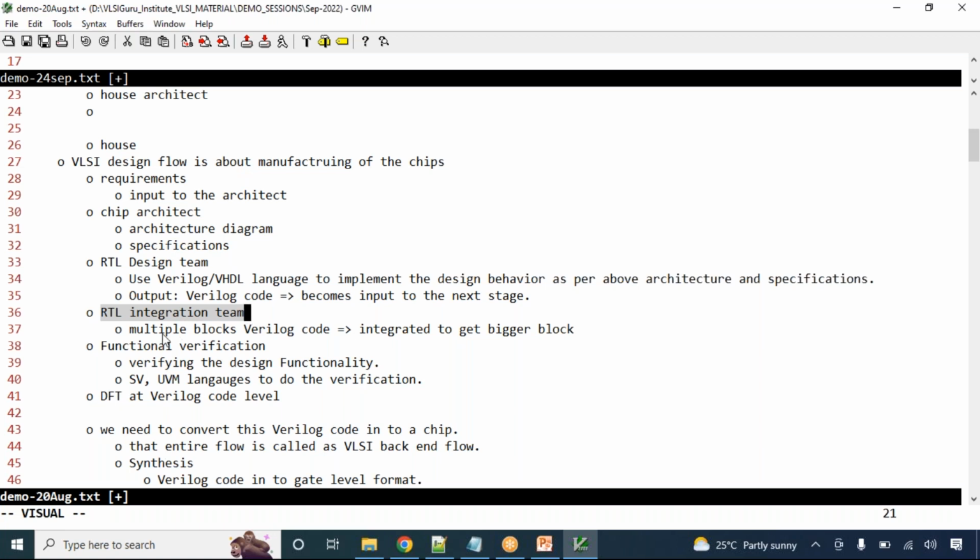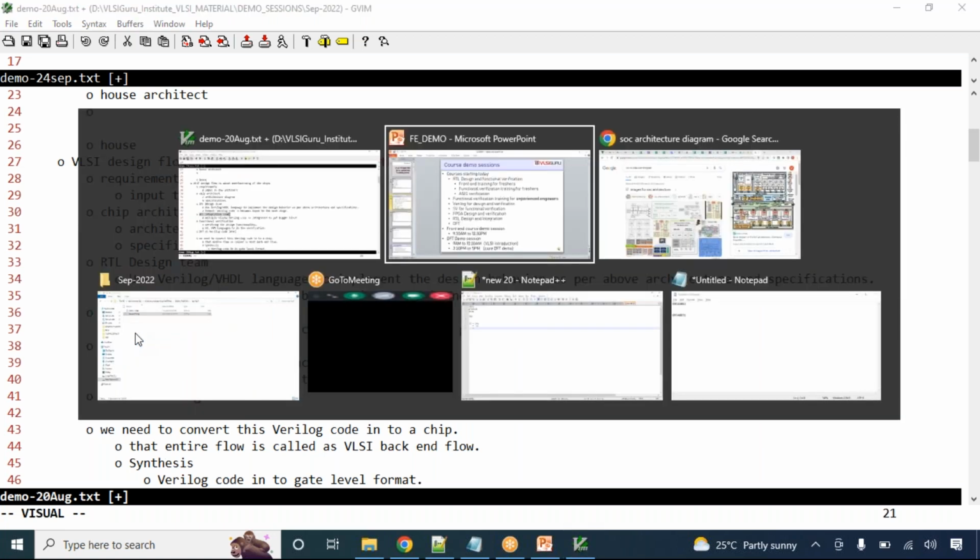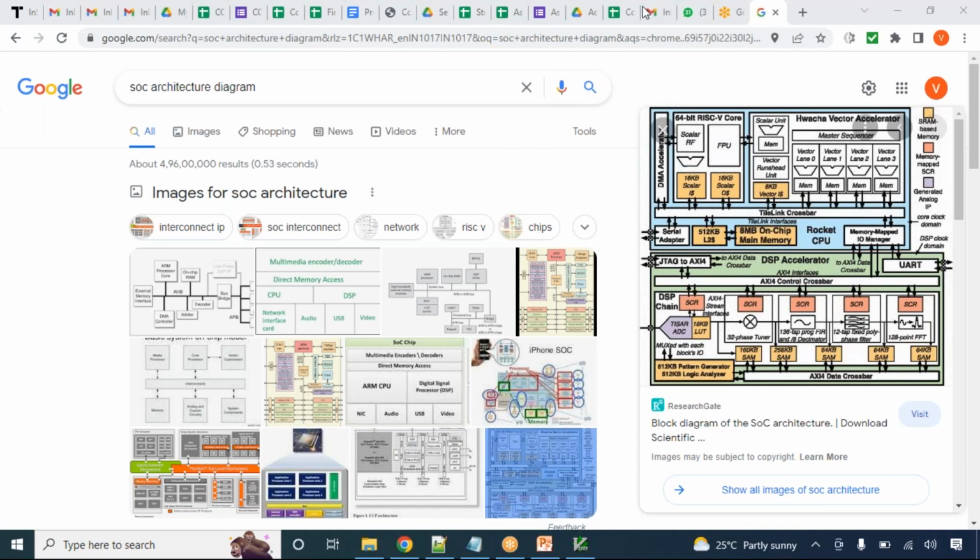What they do is get many blocks as input. In this case, they get this block as input, this block, this block, this block. Put together, they create one block. Similarly, they get these blocks as input, put them together, and construct one bigger block. So what does integration mean?